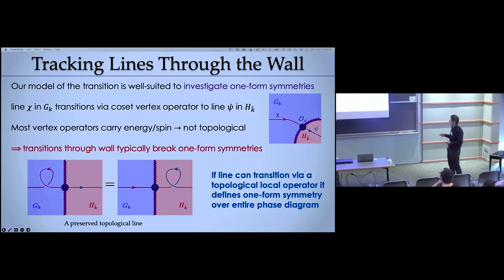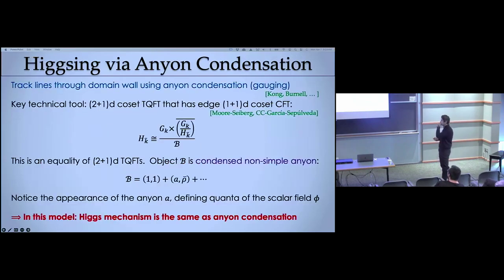Now an exception, and what we're going to focus on, is that if a line can transition via a topological local operator, then it will define a one-form symmetry that's preserved over the entire phase diagram. So here's an example of such a junction. This is our way that we're going to identify one-form symmetries. You can get more precise and say that what we're doing here is we're going to track lines through the domain wall using anion condensation. That's the technical tool that's in play here.